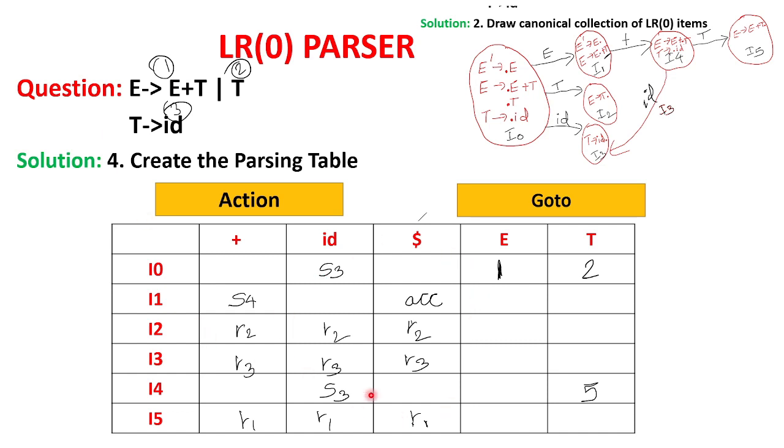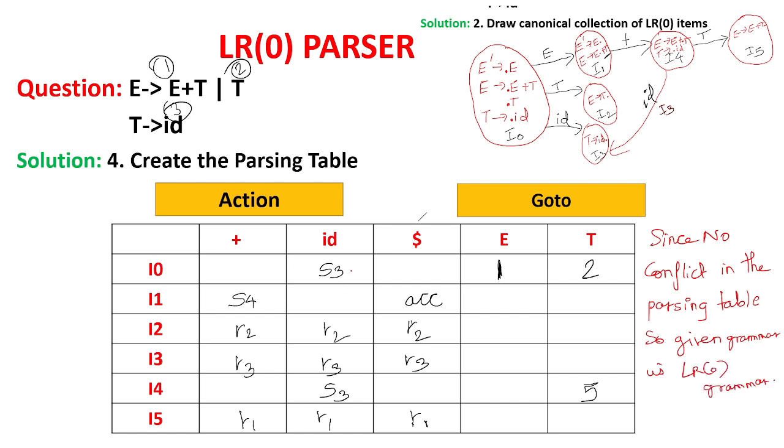But in our case, if you see, in every cell which is filled, there is only one entry. See, here only S3 is there. Here only number 1. Here only number 2. Here only number 5. Here only S4 is there. Here only R2 is there. Here only R3 is there. There are no two entries in any cell. So we can call this grammar an LR0 grammar. Since there is no conflict in the parsing table, the given grammar is LR0 grammar.